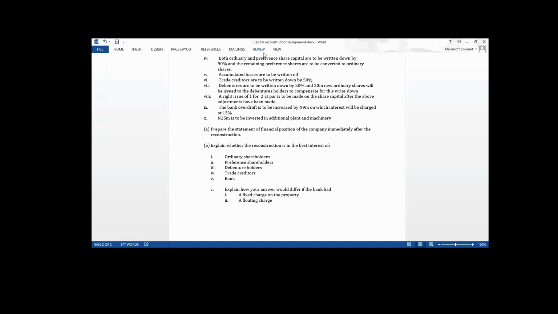Your response in B, we don't have fixed charge now. If you now have fixed charge on property, that means any money coming from property, we must apply it to bank first. We must settle bank liability first. That is bank overdraft first. True. Okay, sir.